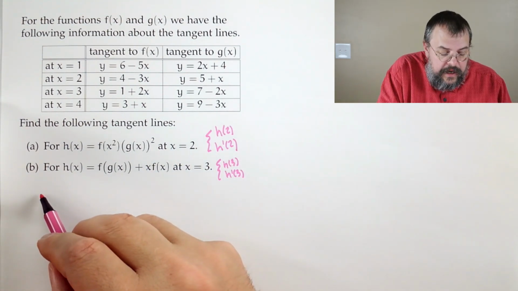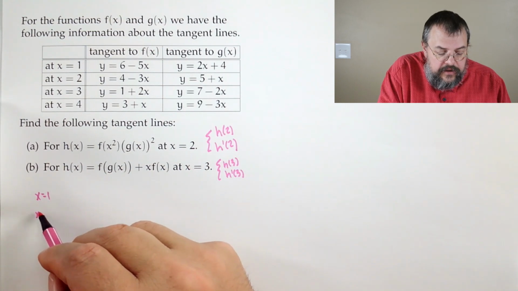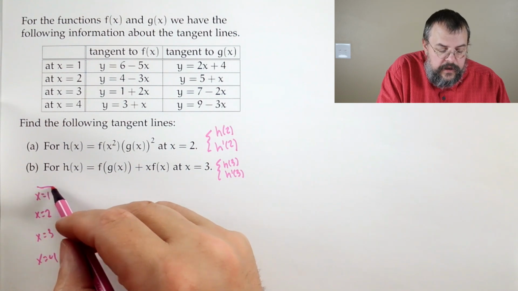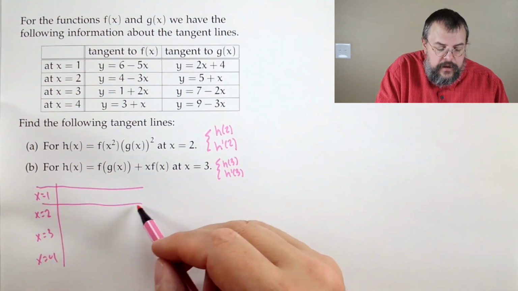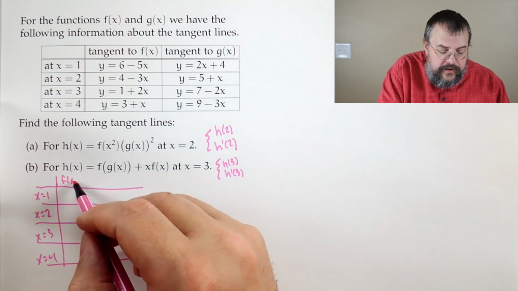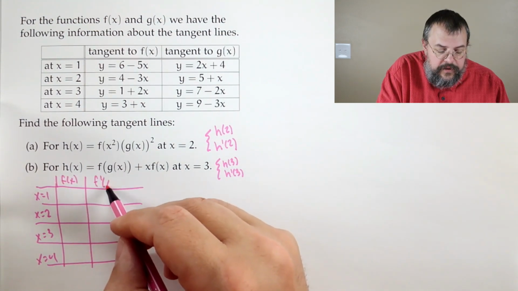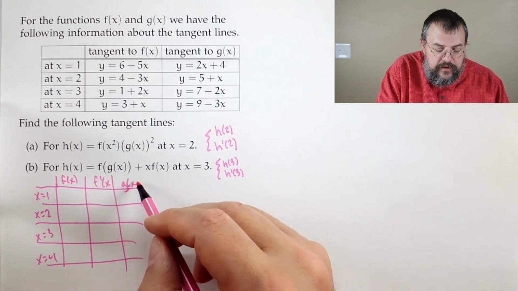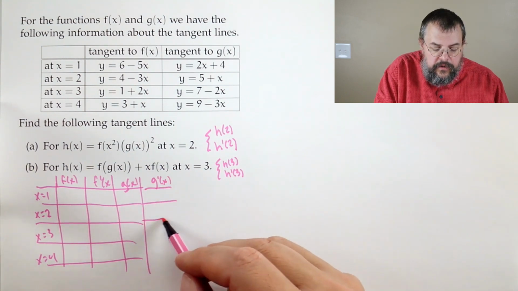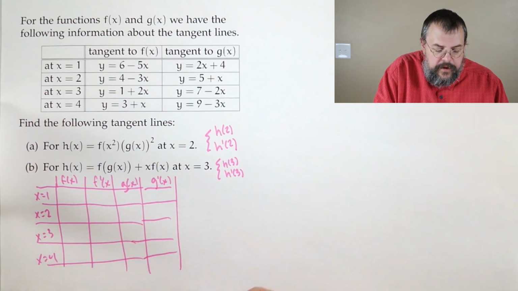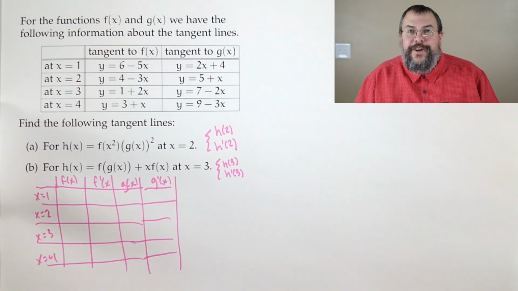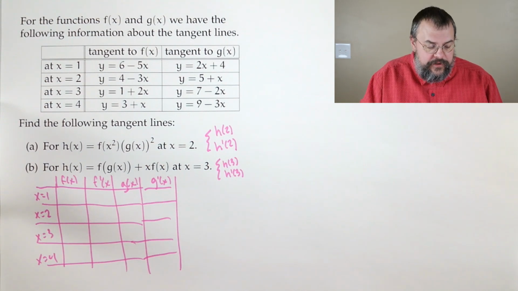So I could say x equals 1, x equals 2, x equals 3, x equals 4, and then we're going to have our f of x, our f prime of x, our g of x, and our g prime of x. So my claim is we can fill this chart in. So let's just do it really quickly. Then we just have the chart to refer to, and that should hopefully make things go faster.